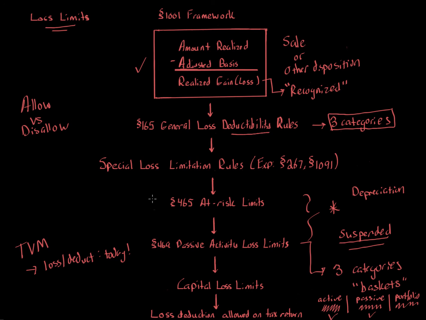Finally, if you get through Section 165, you get through the special loss limitations, you get through the Section 465 at-risk limitations, the Section 469 passive activity loss limits, and the capital loss limits, finally, you've made it free. You can deduct it on your tax return. Now, you might have limited some amounts along the way, which, remember, might be suspended, so you might be able to use them in a future year. So it's not an all or nothing approach. Some rules are, especially here in the general loss limits, all or nothing.